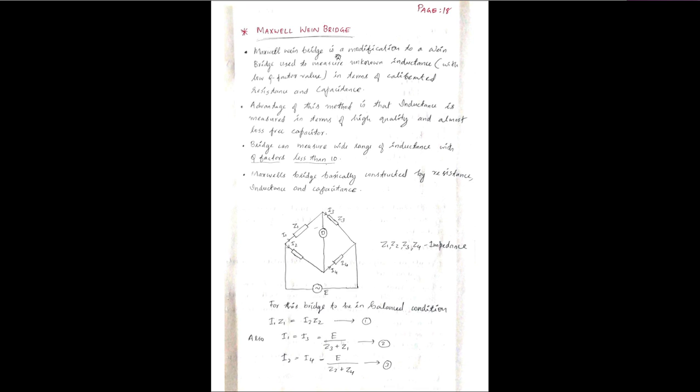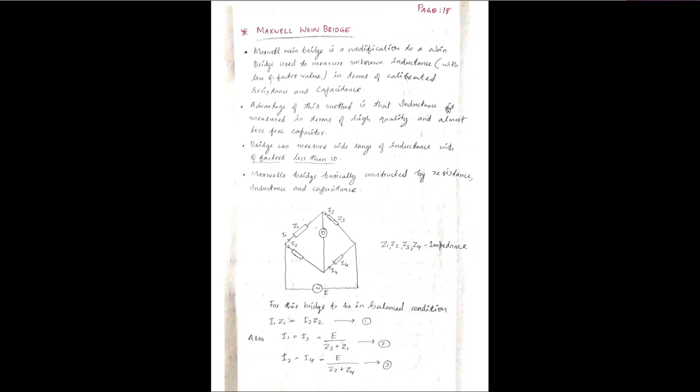Now we come to Maxwell's bridge. Sorry, Maxwell's bridge is a modification of a Wheatstone bridge used to measure unknown inductance with a low Q factor value in terms of calibrated resistance and capacitance. In the Wheatstone bridge we have seen it is used for measurement of resistance. Here in Maxwell's bridge we will use it for the measurement of inductance, but there is one condition, that the inductance should have a low Q factor value.